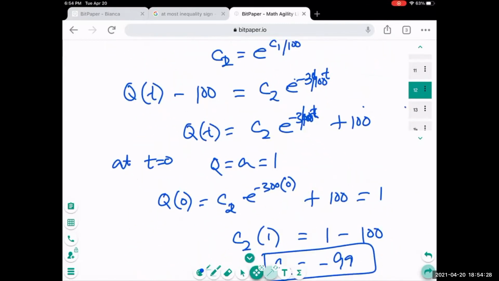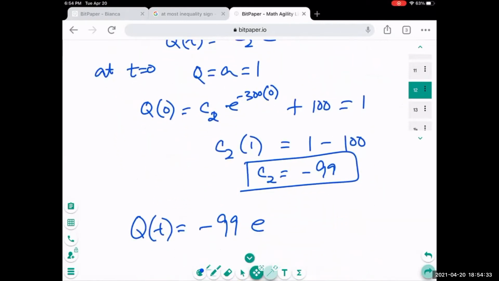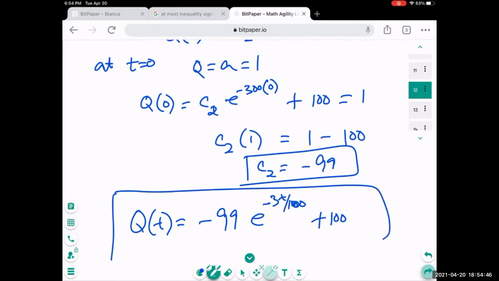So we have, okay, same thing. It's negative 99, but instead, e should be raised to negative 3t over 100 plus 100 here. Okay, 100. Okay, so this is our solution.